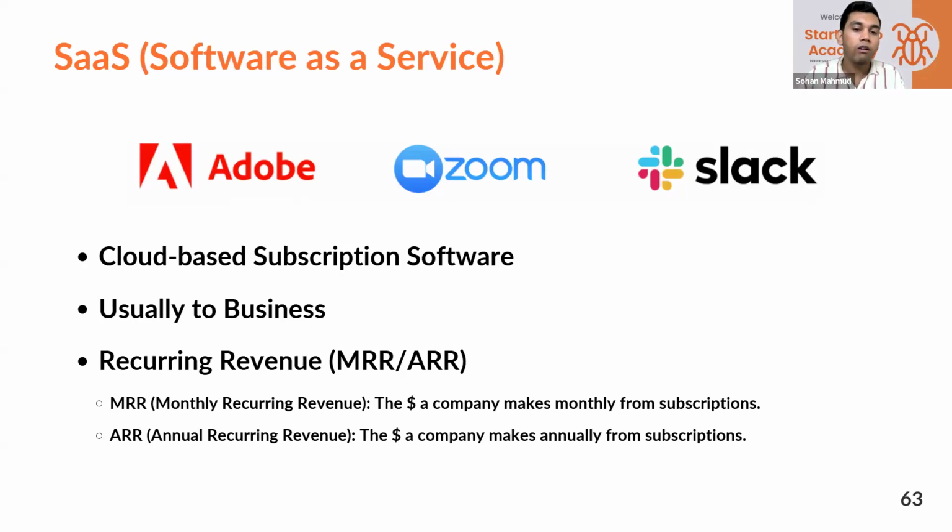So this has the recurring revenue. MRR, which is monthly recurring revenue. This is how much a company makes monthly from the subscriptions. And ARR, you'll hear this term ARR a lot when you're moving forward or trying to raise funds. Your investor is going to ask, what's the ARR of your company, which is annual recurring revenue. That means how much money your company is earning per year from subscriptions or from the service you're providing.